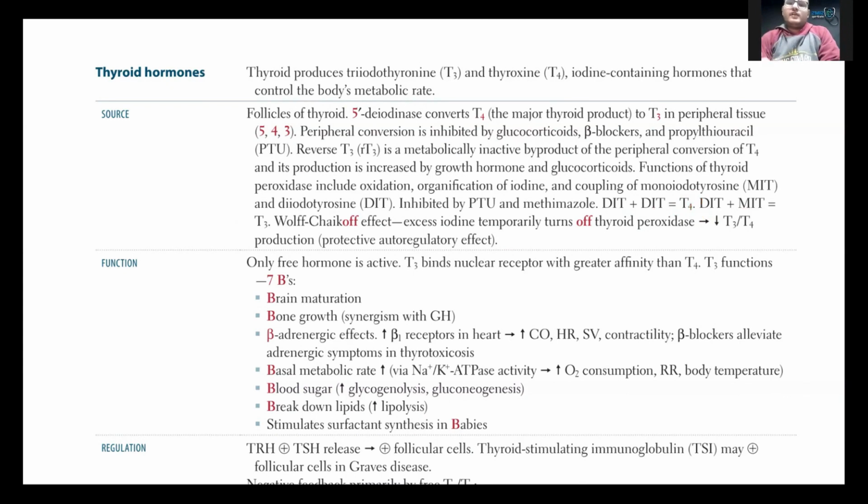Next is the Wolff-Chaikoff effect. So there are two concepts here. One is the Wolff-Chaikoff effect. Next is the Jod-Basedow phenomenon. We will study it in detail in pathology, but I am making a generalized concept for the Wolff-Chaikoff effect and the Jod-Basedow phenomenon. Wolff-Chaikoff says that when there is excess iodine, there is a turning off of production of T3, T4. So more iodine will cause down regulation, decreased T3, T4, and this is protective autoregulation.